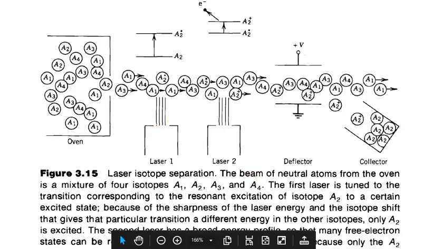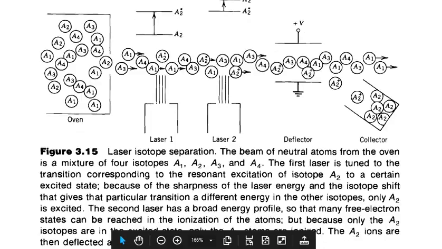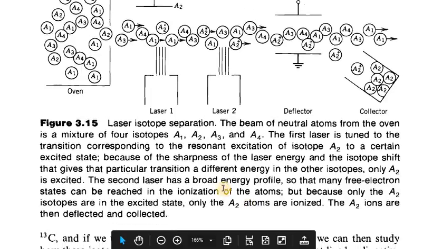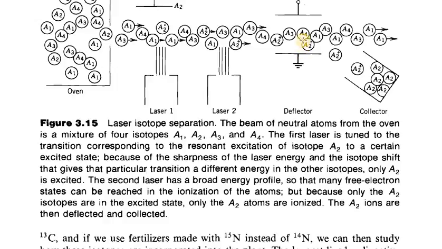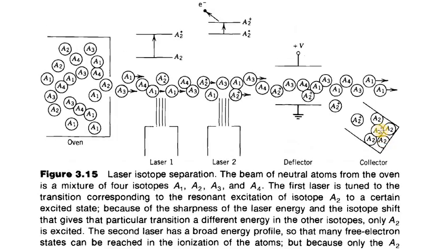The second laser has a broad energy profile so that many free electron states can be reached in the ionization of the atoms, but because only the A2 isotopes are in the excited state, only the A2 atoms are ionized. The A2 ions are deflected using the deflector and collected by the collector.